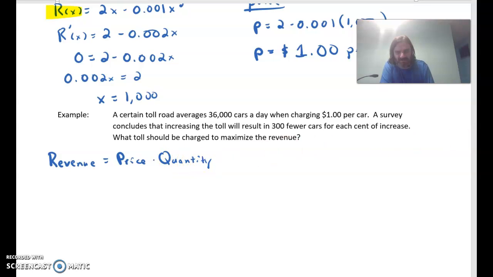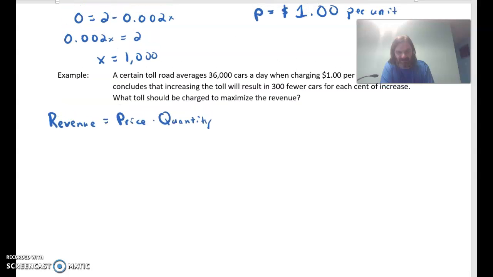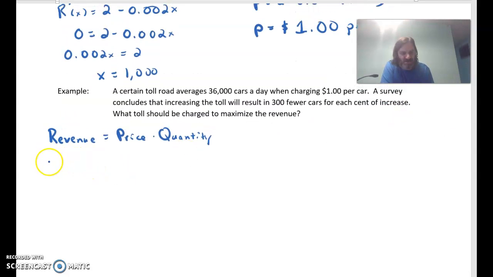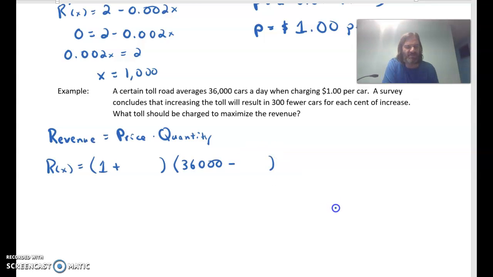And this is not the easiest problem in the world to set up if you're not used to them. But we're going to have R of x equals. Now our price starts at $1, and it's going to increase. And we'll talk about that in a moment. Our quantity starts at 36,000, and it's going to decrease. So we're trying to set up what we think is going to happen here. So it says for every cent we increase the price, the quantity goes down by 300.